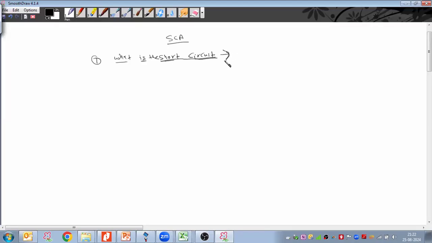It is a connection between phase to earth or phase to phase, phase to ground, or a conductive part to a non-conductive part. Like that, or conductive to conductive, we can say. I will try to give you the definition as per the standard.